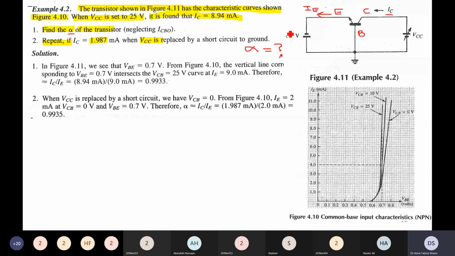So let us come to the first part of the solution. To solve the first part, a graph of characteristics has been provided in figure 4.10. This figure 4.10 displays common base input characteristics for the NPN case. On this graph, there is voltage base emitter VBE on the x-axis and emitter current on the y-axis.